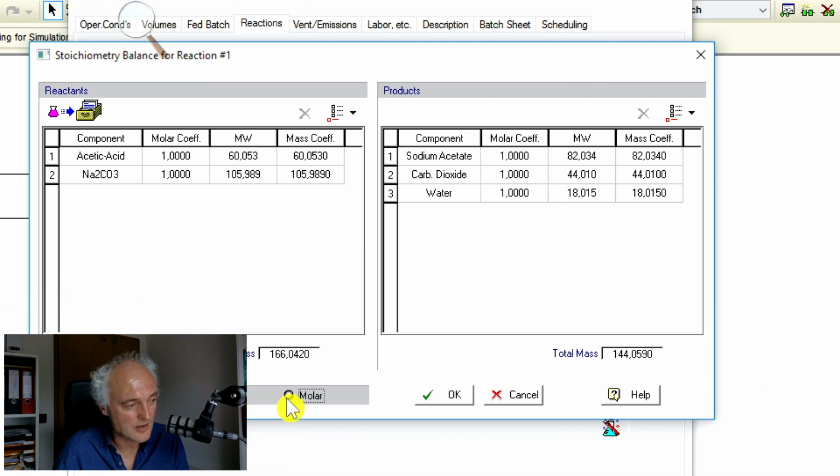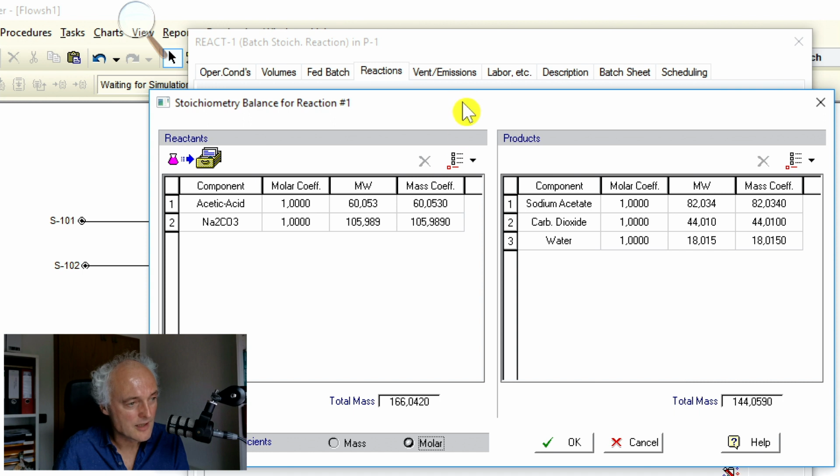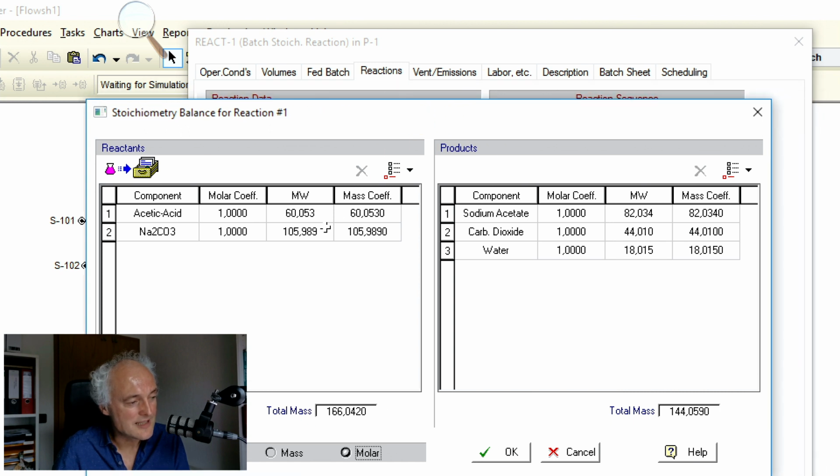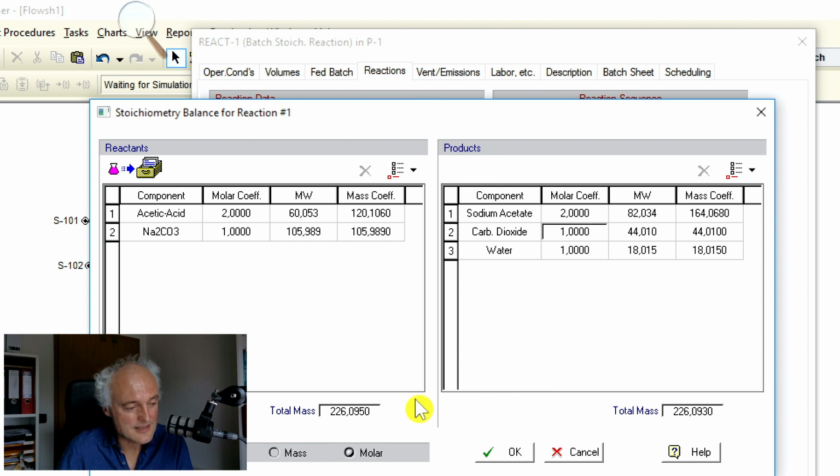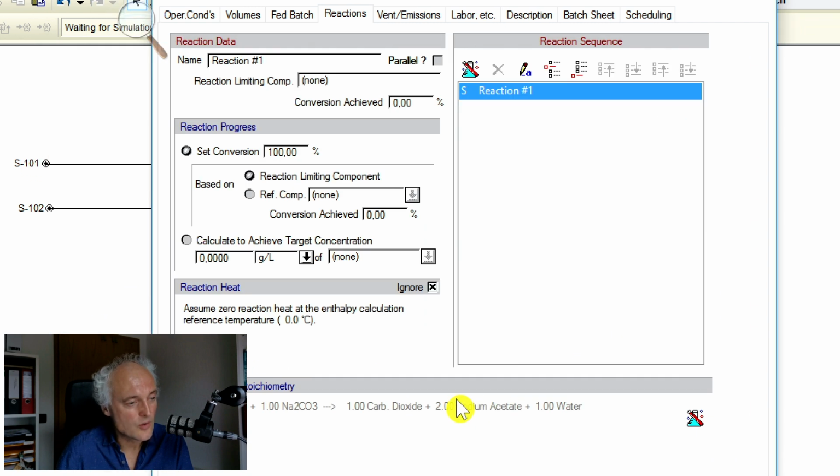So here we go. We click on Moller, and you see now also the Moller coefficients appeared. Now, of course, you have in the meantime worked out the molar coefficients, and you have realized that 2 molecules of acetic acid react with 1 molecule of sodium carbonate, yielding 2 molecules of sodium acetate, 1 molecule carbon dioxide, 1 molecule of water. This is the reaction stoichiometry, simple. And you see then, of course, the mass in this case is balanced. Okay, so we're happy with that.